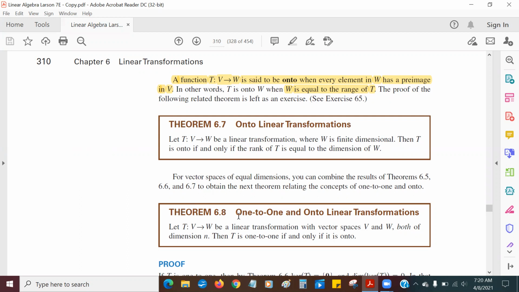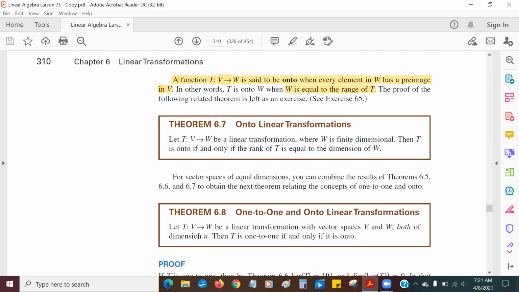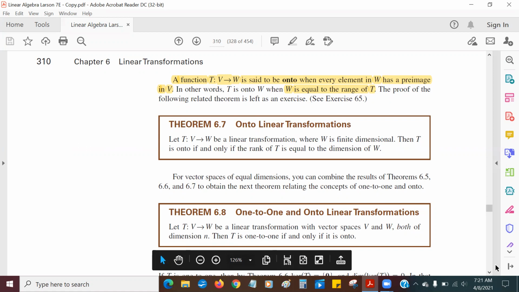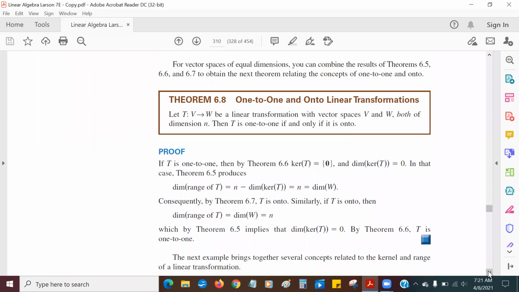And the next theorem, 6.8, we're talking about functions which are one-to-one and onto. Now, there's more to this. T is a linear transformation from vector space V to vector space W, and V and W are both of the same dimension. They're both n dimensional. That's crucial to this theorem. Then T is one-to-one if and only if it's onto. So in this scenario, one-to-one and onto are equivalent.